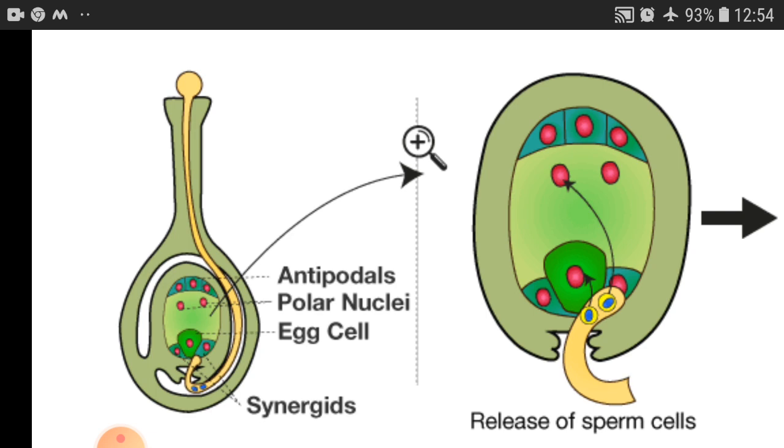In porogamy, the tip of the pollen tube enters the micropyle, pushes through the nucellar tissue, and finally pierces the egg apparatus. From where? From the embryo sac. In the embryo sac, it enters the egg apparatus.